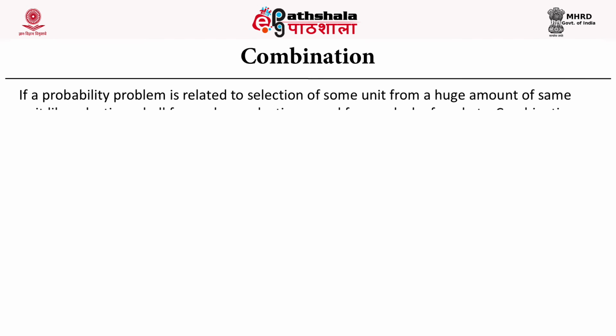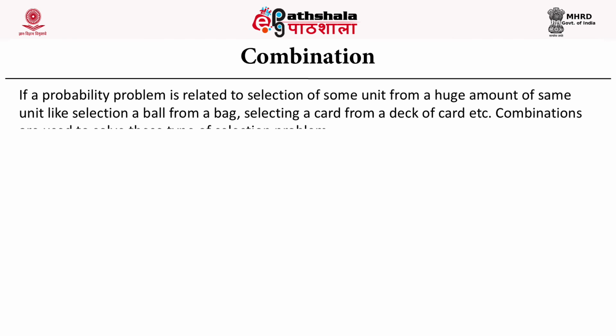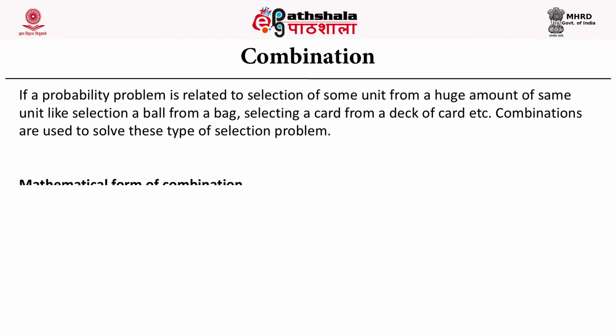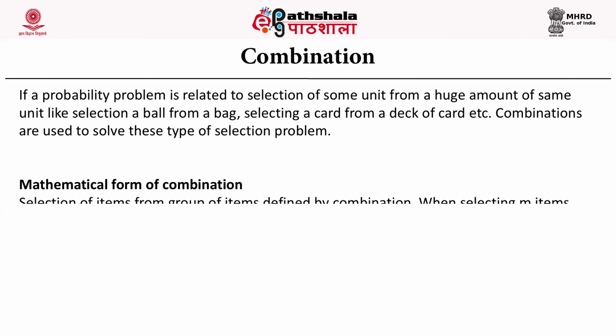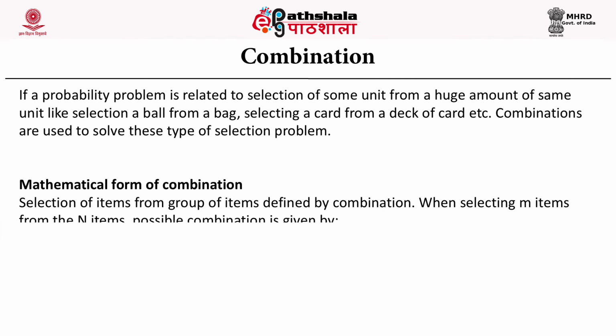Now come to the definition of combination. If the probability problem is related to selection of some units from a huge amount of same units, like selecting a ball from a bag, selecting a card from a deck of cards, combinations are used to solve these types of selection problem. And the mathematical form of combination is given here: when selecting m items from the n items, then the possible combination is given by n factorial divided by m factorial into n minus m factorial.